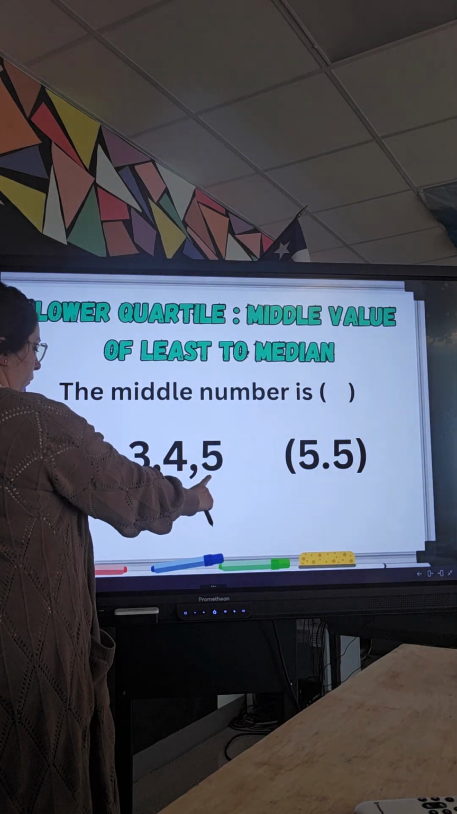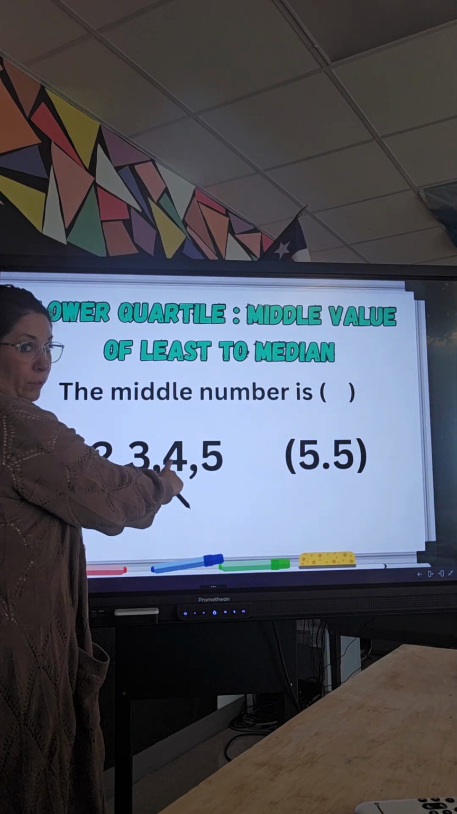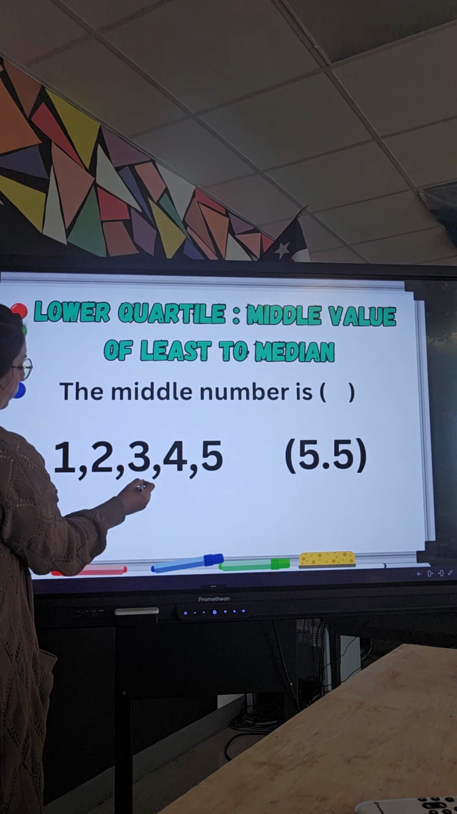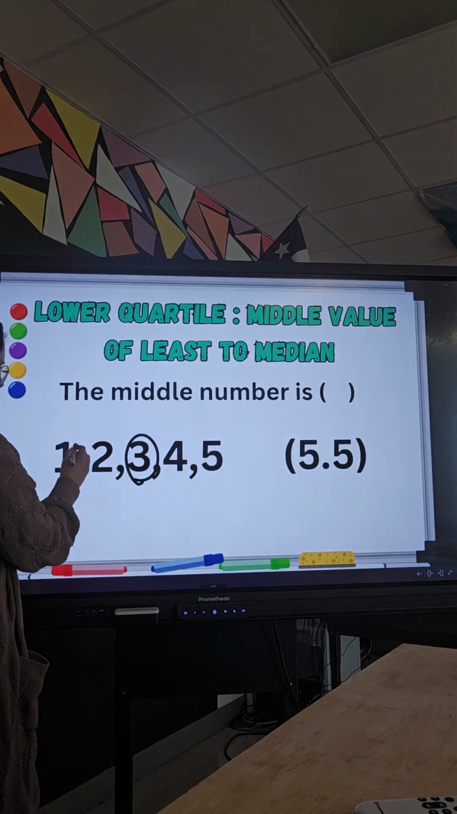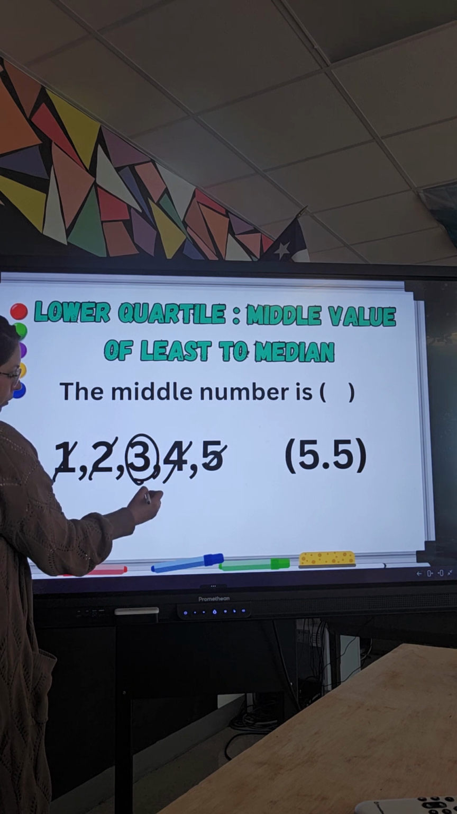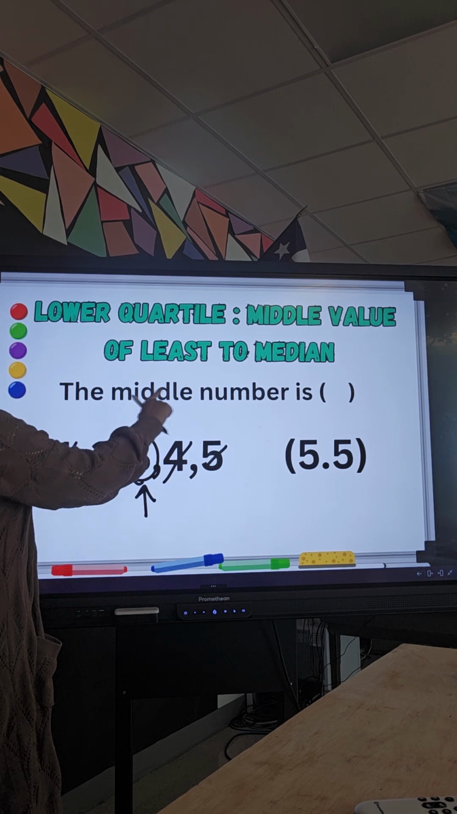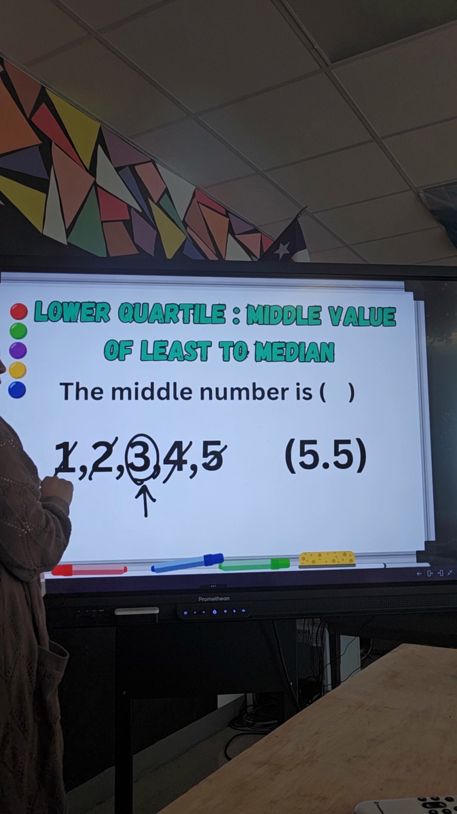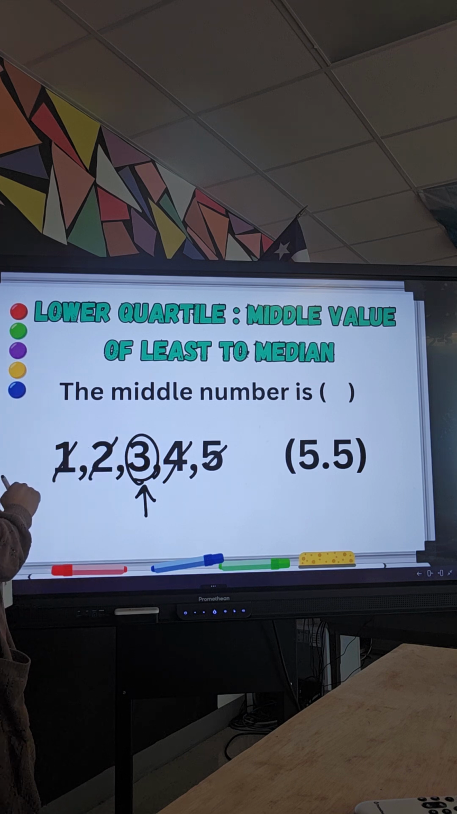So that's 1, 2, and thankfully our middle number is going to be right here, which is going to be 3. So 1, 2, and then our middle number is 3. So our middle number, which is our lower quartile, is going to be 3.